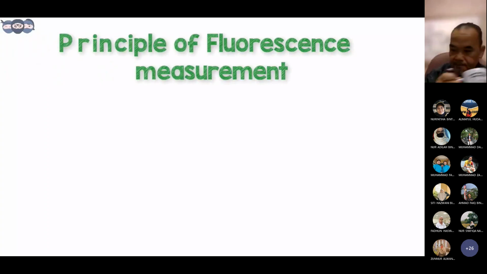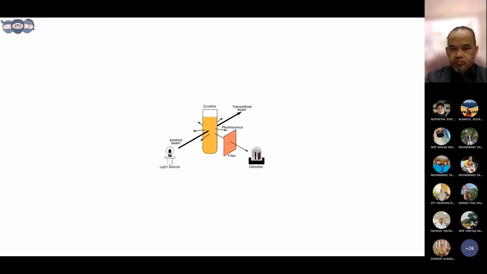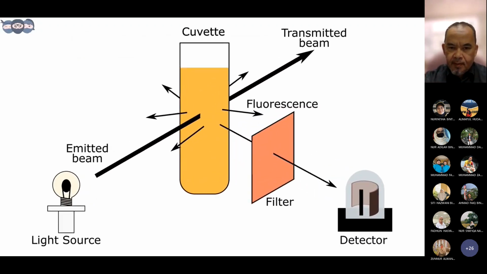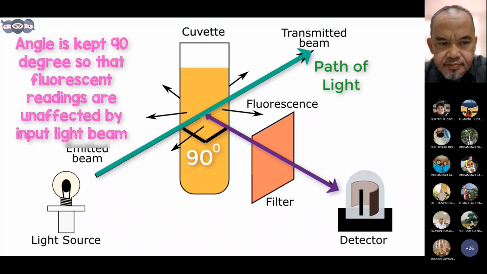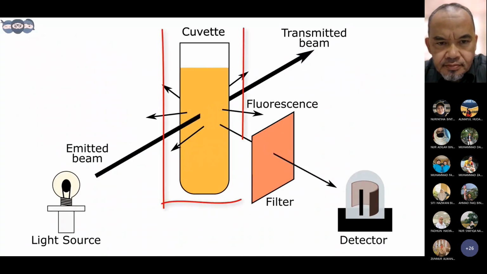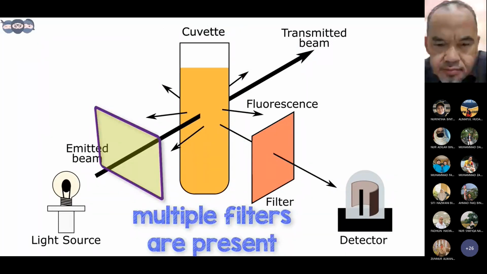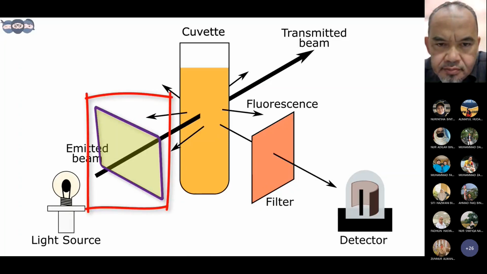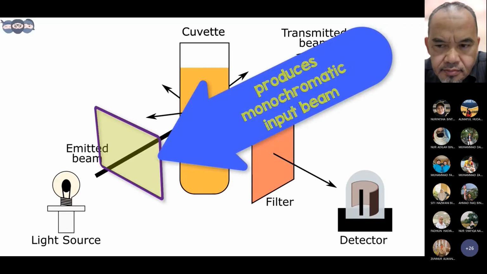Now let us try to understand the principle of fluorescence measurement. Again, we can refer to the diagram shown here. As seen, the detector is placed perpendicular to the light path of the emitted source. The analyte is placed in the cuvette. These instruments are employed with multiple filters or monochromators. One filter is placed between light source and analyte. This filter helps to achieve a good monochromatic beam of a particular wavelength that will be absorbed by the analyte.